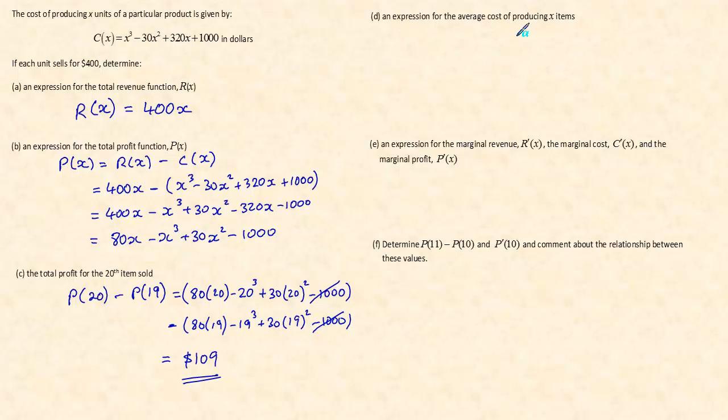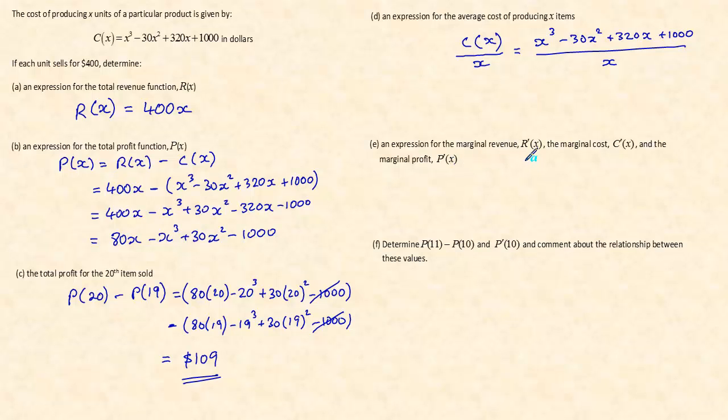Now we want an expression for the average cost of producing X items. So we know that the cost of producing X items is given by C of X. If we divide that by the number of items produced, then that will give us the average cost per item. So it's just going to be X cubed minus 30X squared plus 320X plus 1000, divided by X.